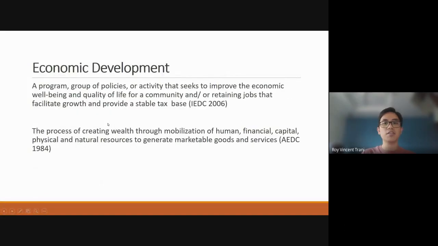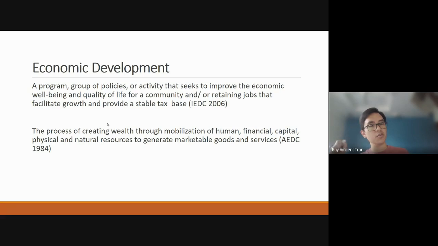Okay, so as we discussed several weeks ago already, economic development is a program and not exactly the phenomenon of becoming developed, but a series of programs, policies, or activities that seek to improve economic well-being and the quality of life for our community, and/or retaining jobs that facilitate growth and provide a stable tax base.